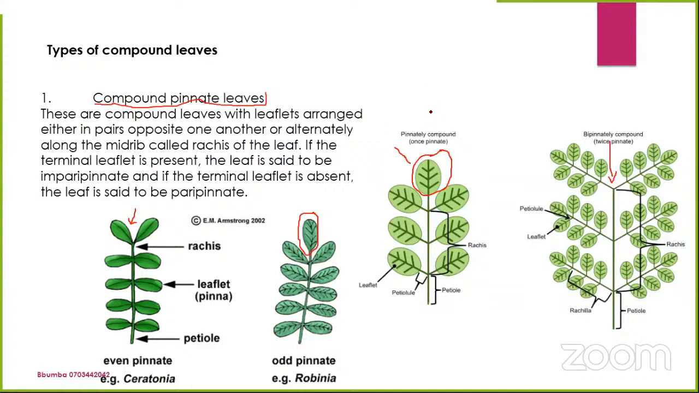But now you check the difference between this leaf, if I can call it A, and then leaf B. Leaf B is called compound bipinnate. Why? Because its leaflets are further divided to form more leaflets. But leaf A is called compound pinnate, because its leaf only divides into leaflets. Here, bi means two. So bipinnate: this is one leaflet, this is another leaflet, this is another leaflet, and this leaf's leaflet is further divided to form more leaflets. That's why we call it bipinnate. But this one, which just forms leaflets opposite one another, is called compound pinnate. I hope that is very clear.